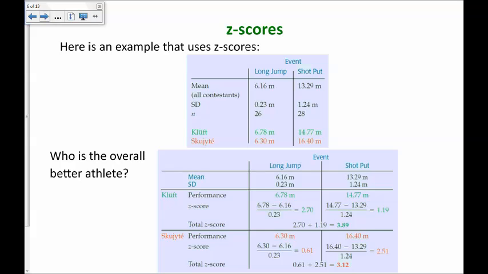Okay, so we can do that by finding the z-score for each athlete in each event. Okay, so we would take their score and subtract the mean and divide by the standard deviation and get their z-score. Okay, for each event, and then in order to compare them, we could then add up their z-scores and find out who has the better overall score. Okay, that's the way we can compare two athletes in two different events by using z-scores.